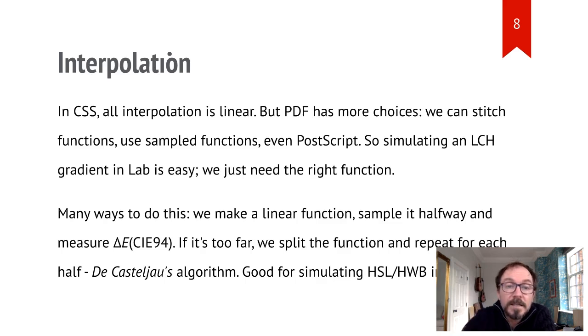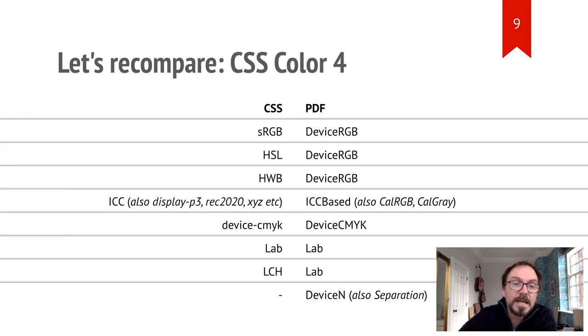The approach we take is to start by assuming the function is linear, measuring the difference at the midpoint, and if the difference in colour is too large, we subdivide the curve and repeat for both halves. This is the standard de Casteljau algorithm, commonly used with Bezier curves. The advantage of this approach is it works for any curve, not just LCH, so we can apply it universally. So we can update our table now with the equivalence between CSS and PDF, and you can see that if it's possible in CSS, it's possible in PDF.